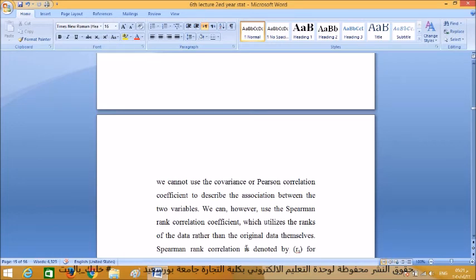Spearman coefficient of correlation, or rank correlation, denoted by RS, measures the relationship between ordinal data or quantitative data. So in this case we can use Spearman rank correlation to measure the relationship between two quantitative variables, or one ordinal and one quantitative, or two ordinal variables.